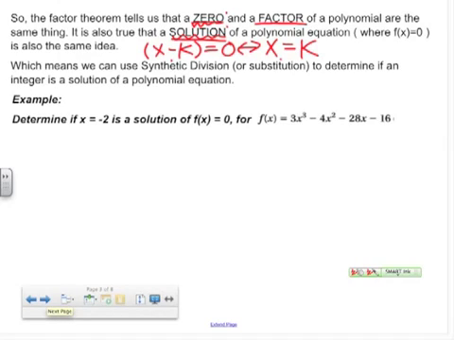Okay, which means that we can do synthetic division, putting our k in the box, to determine if an integer is a solution to some polynomial equation f of x. So here we have an example. Determine if x equals -2 is a solution of f of x equals 0 if f of x is 3x cubed minus 4x squared minus 28x minus 16.